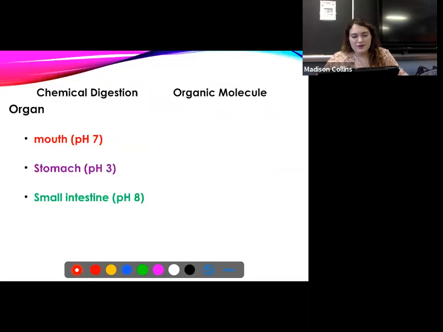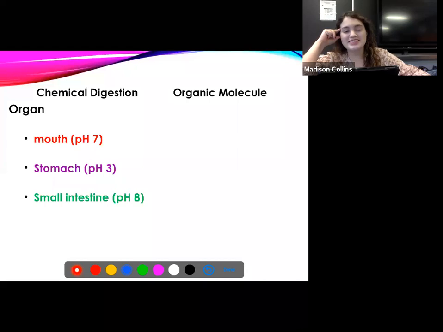All right, so now there are 3 places where chemical digestion takes place, and each step of chemical digestion is going to focus on breaking down specific organic molecules.